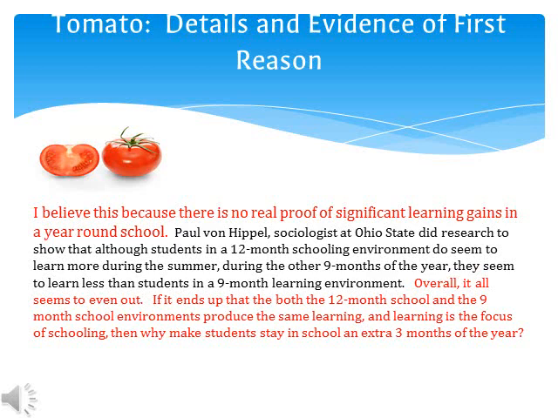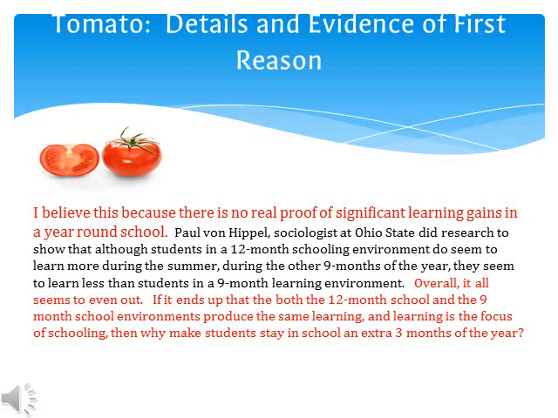Paul von Hippel, sociologist at Ohio State, did research to show that although students in a 12-month schooling environment do seem to learn more during the summer, during the other 9 months of the year, they seem to learn less than students in a 9-month learning environment.